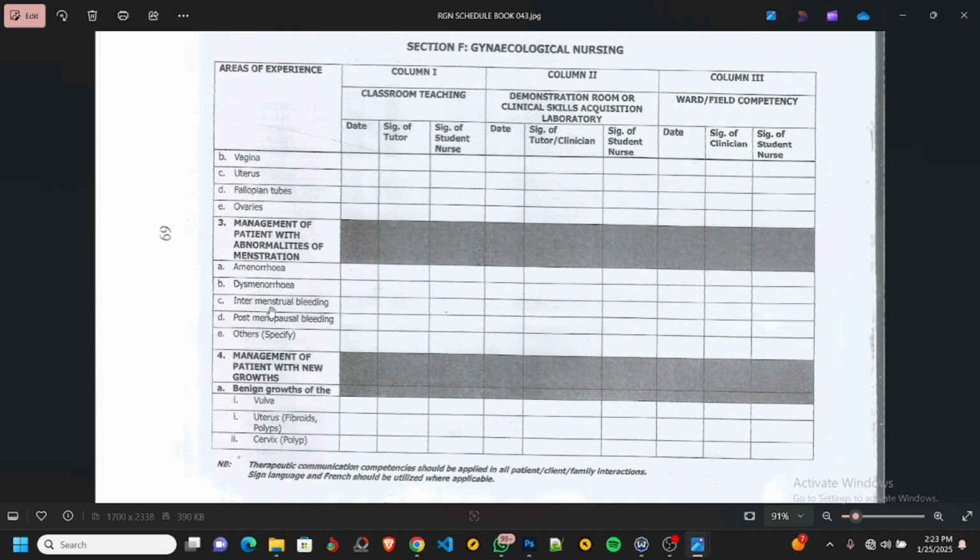You know, we have the intermenstrual bleeding and then we have the postmenstrual menopausal bleeding. So you definitely have patients that will come through this, and you can sign for the competency. That is, you write the dates, you sign as a student, then the clinician also signs. So let's look at the next one after.